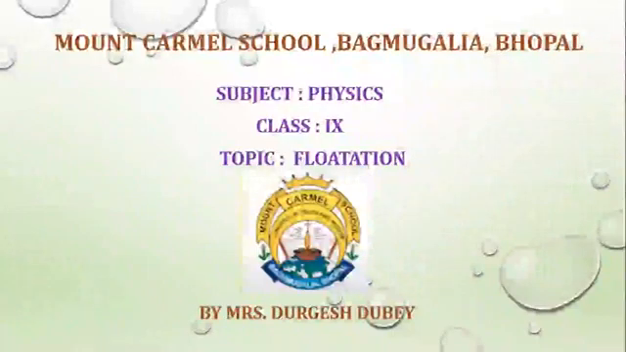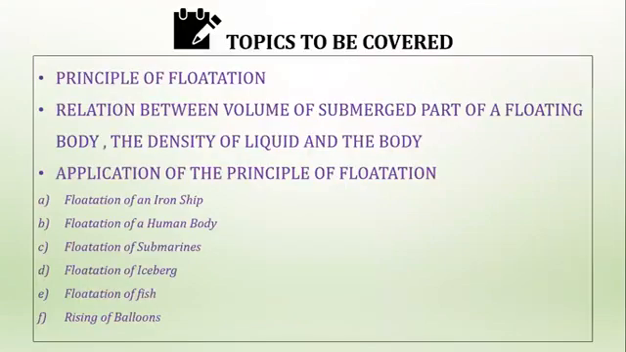This video is the third part of your chapter Upthrust and Flotation and Archimedes Principle, and our topic for today is flotation. We are going to study the principle of flotation, the relation between the volume of the submerged part of the floating body and the density of the liquid and the body, then applications of the principle of flotation. So how the iron ship floats, how the human body floats, we will learn the various things about it related to your Archimedes principle and principle of flotation.